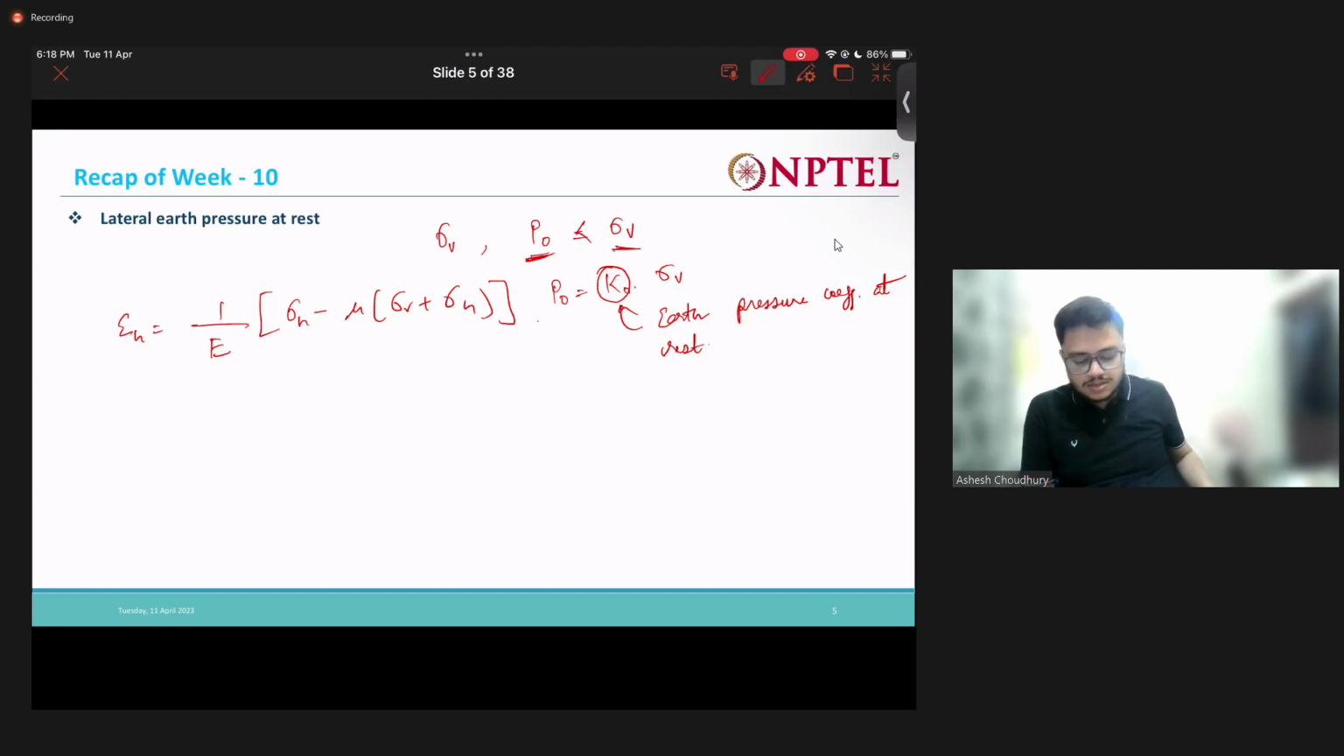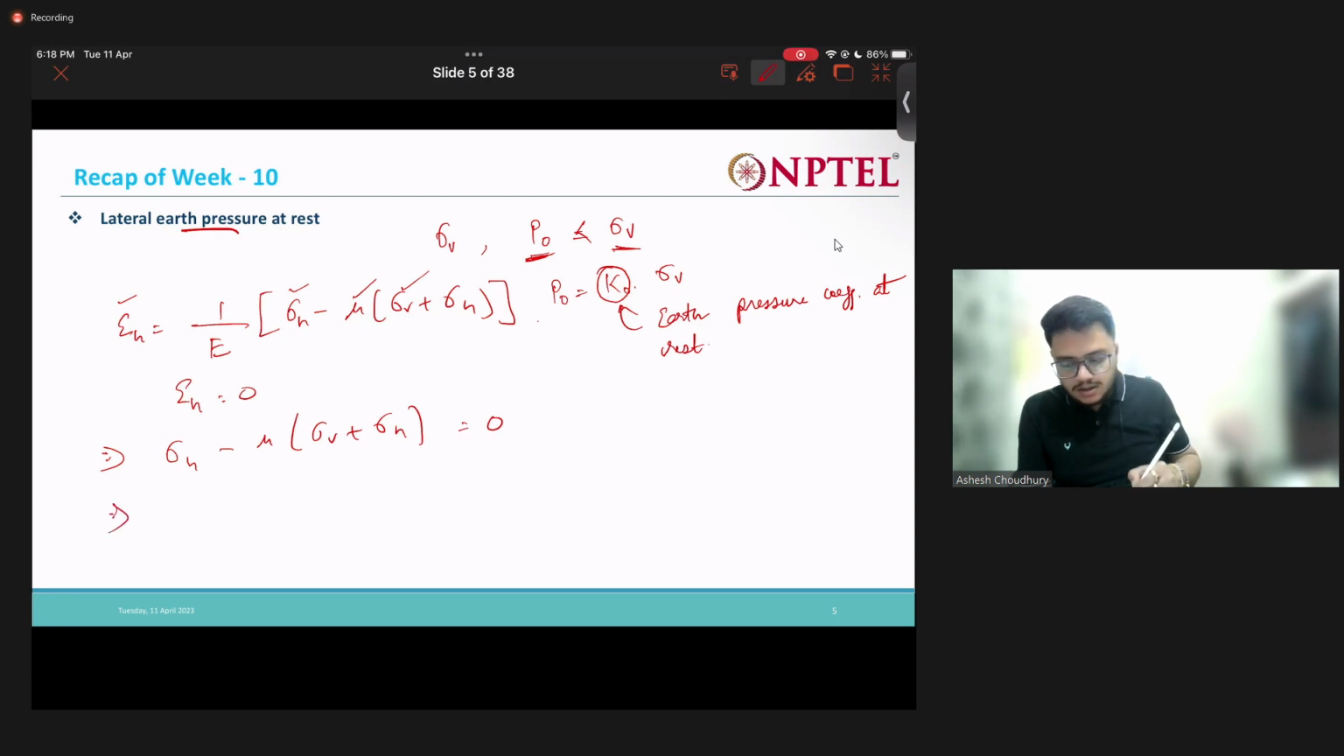Right. We can write down this: the horizontal strain, horizontal stress, vertical stress, and this is my Poisson's ratio. Now at rest means this horizontal strain is actually 0. So from this equation you can write this as nothing but 0.